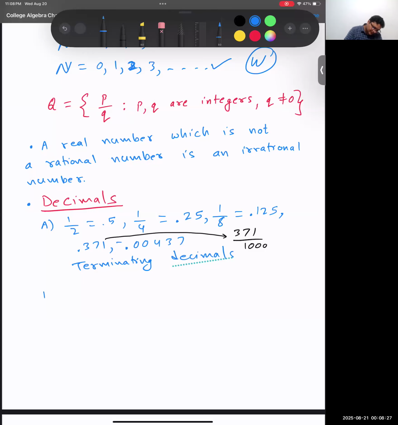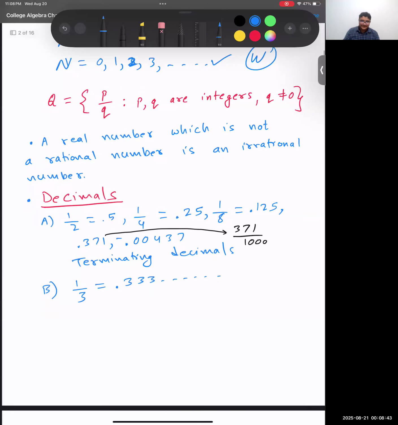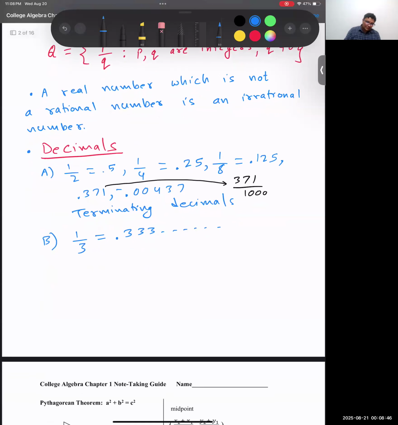Next, you have numbers like 1/3. Now that 1/3, if you write, will be 0.333 and so on, right? So it's not ending. It is not terminating, but you notice that it is repeating, right? Non-terminating, but repeating.